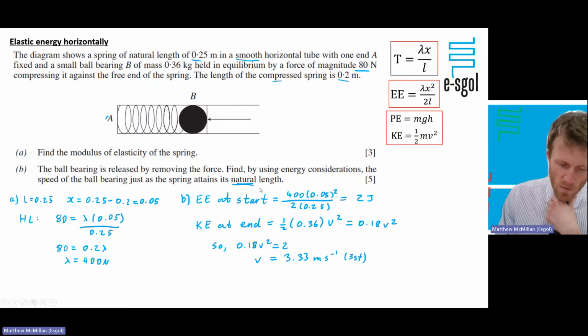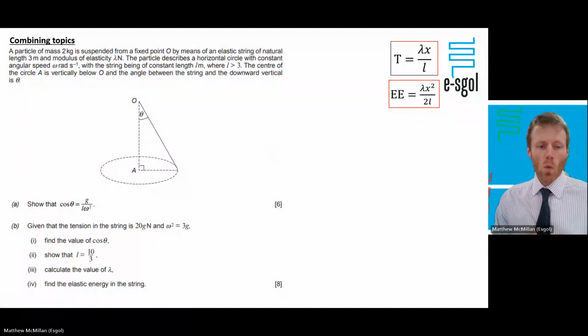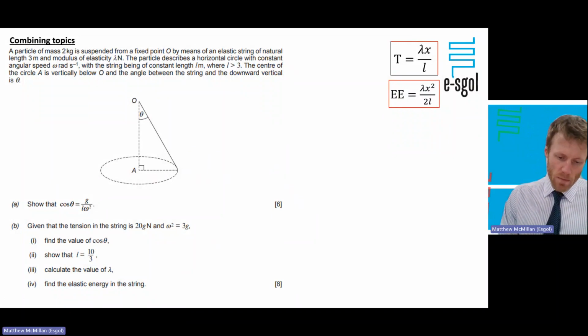Now, to finish, there's a more difficult question to have a look at. One where we combine topics. I'm going to be quite quick going through this. Now, I might skip part A, which is 6 marks. To carry out part A, you need to go back and have a look through your circular motion work.